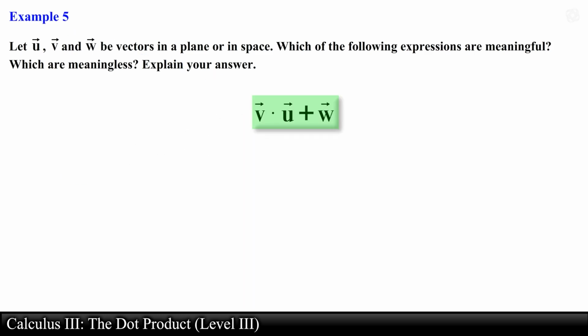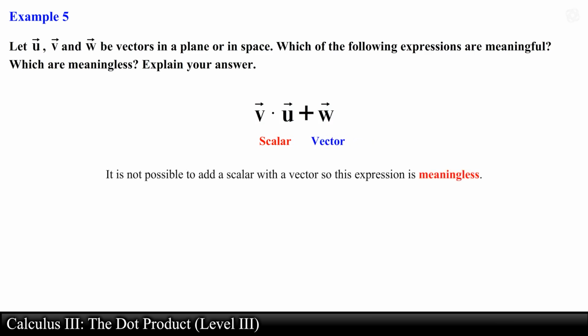Up next is vector v dot u plus vector w. The first operation, v dot u, will reduce to a scalar, which will then be added to vector w. Recall that it is not possible to add a scalar with a vector, so this expression is meaningless.